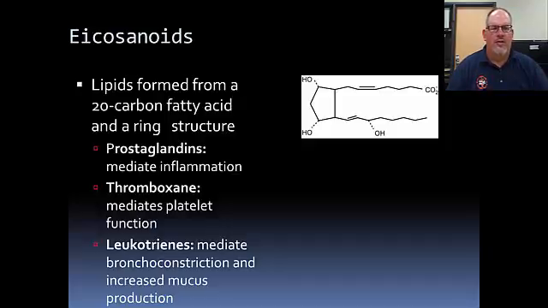So eicosanoids are the fourth type of fat, and they're very important as far as the body's inflammatory system goes.